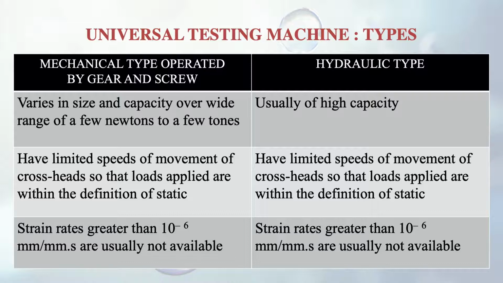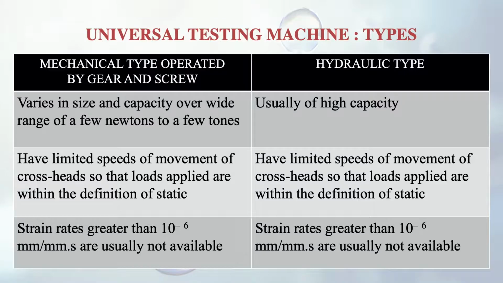The second point is that in case of the electrically driven one, it has limited speeds of movement of crossheads, so that loads applied are within the definition of static. We have earlier discussed that it is a static tension test. So we have to look after this point, that everything should be as close as possible to static. In case of the hydraulic machine, same thing, limited speeds of movement of crossheads, so that loads applied are within the definition of static. Third point about these two machines, in case of the electric one, strain rates greater than 10 to the power minus 6 per second are usually not available. Similar is the case with the hydraulic machine also.